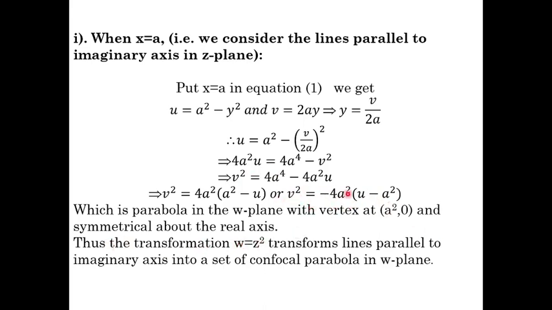This is a parabola which is symmetrical about the real axis and moving towards the negative side. Here a minus sign is there, therefore it is moving towards the negative real axis. Thus the transformation w = z² transforms a straight line parallel to the imaginary axis into a set of confocal parabolas in the w plane.